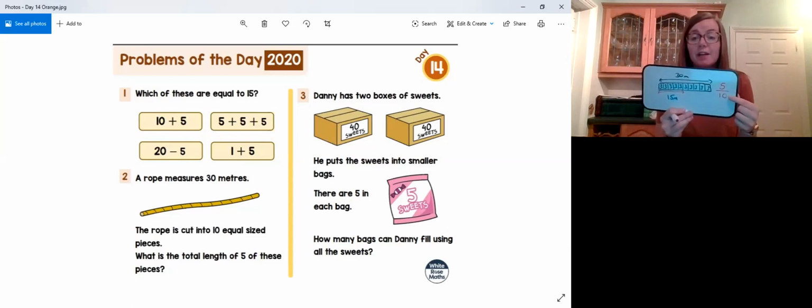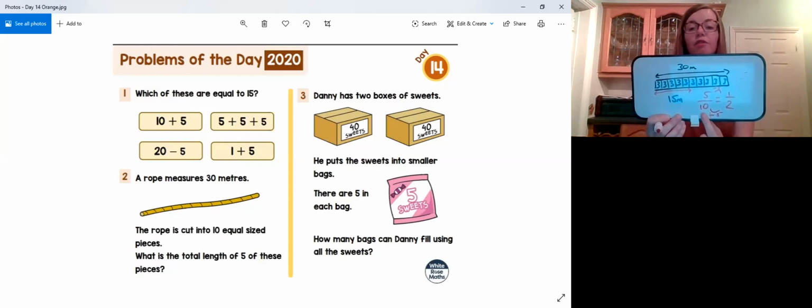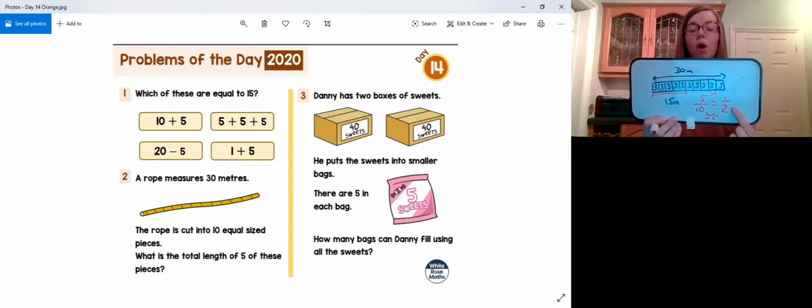Some of you might straight away recognize that there's an equivalent fraction to this. Well, a common factor of both 5 and 10 is 5. They're both in the 5 times table. So I could make 5/10 into its equivalent 1/2 by dividing the top and the bottom by 5. 5/10 is equivalent to 1/2.